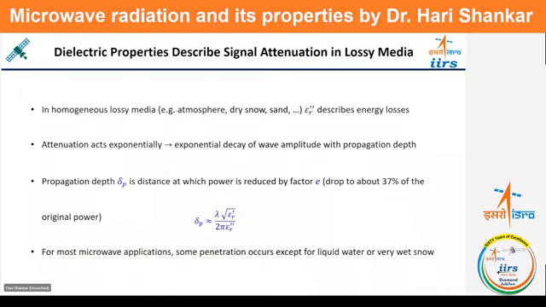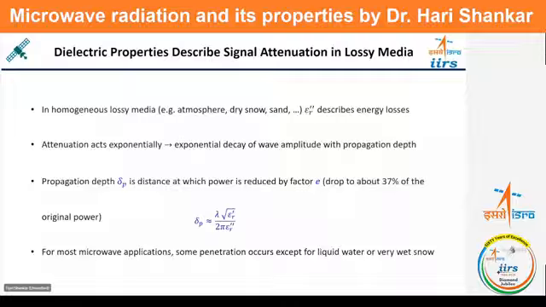But the second part is the imaginary part of the dielectric constant. If it is more, the penetration capability will be less. If the media is absorbing more signals, then it can penetrate less. So in microwave remote sensing, everywhere we talk about penetration capabilities, because we have to deal with different types of media like forest covers, agriculture fields, barren land, bare soil, rocks, and glaciers. We have to analyze everything.